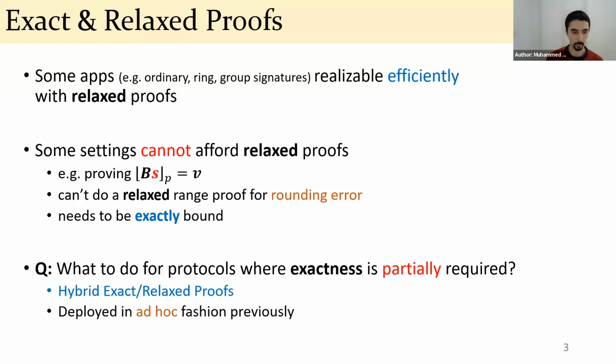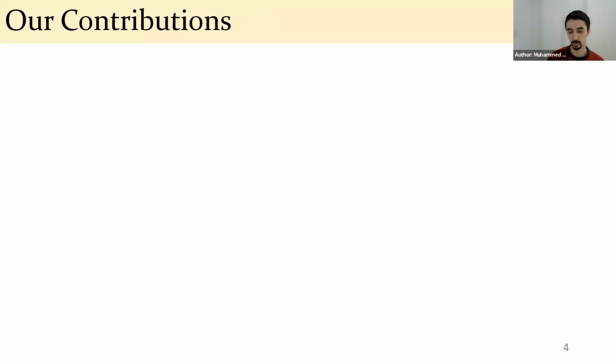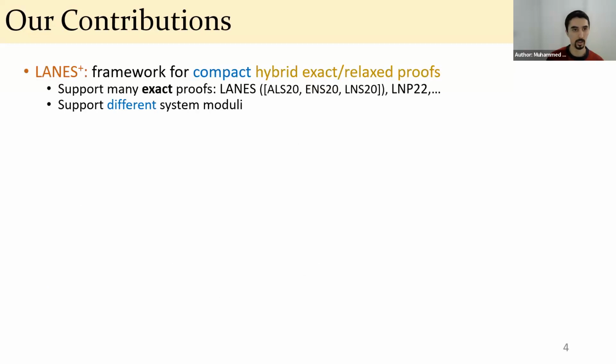And that's why we come up with these hybrid exact-relaxed proofs, where exactness is only partially required. And for the rest, we will try to exploit relaxed proofs. And this was deployed in an ad hoc fashion in prior works. And what we do in our work is to come up with a framework that we call Lanes Plus. And this framework is a hybrid proof system where you can efficiently realize these exact and relaxed proofs together.